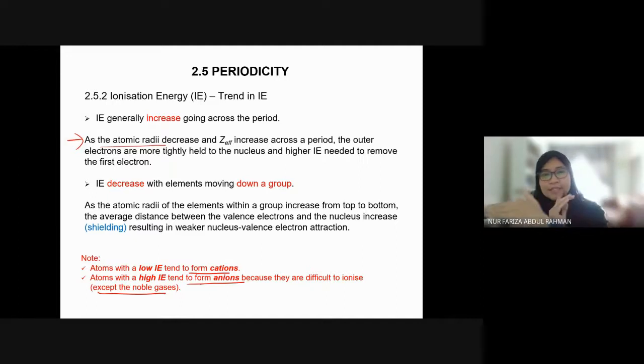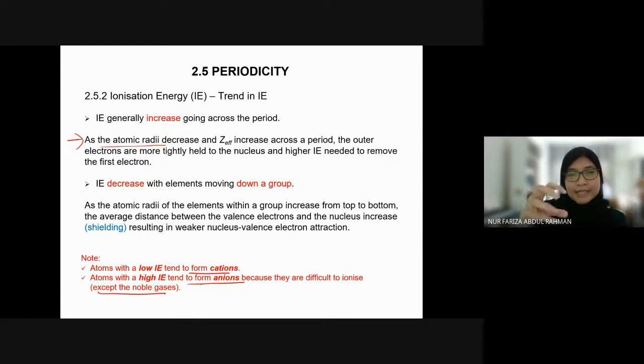So across the period, Z effective increases. So by right, group 1, group 2 has the smallest Z effective, betul tak? So Z effective dia paling rendah. Bila paling rendah, that means the attraction dengan the valence tu yang paling lemah. Bila paling lemah, the IE ataupun the energy needed to remove the electron will be smaller. Okay, will be lesser sebab dia punya Z effective dia rendah.